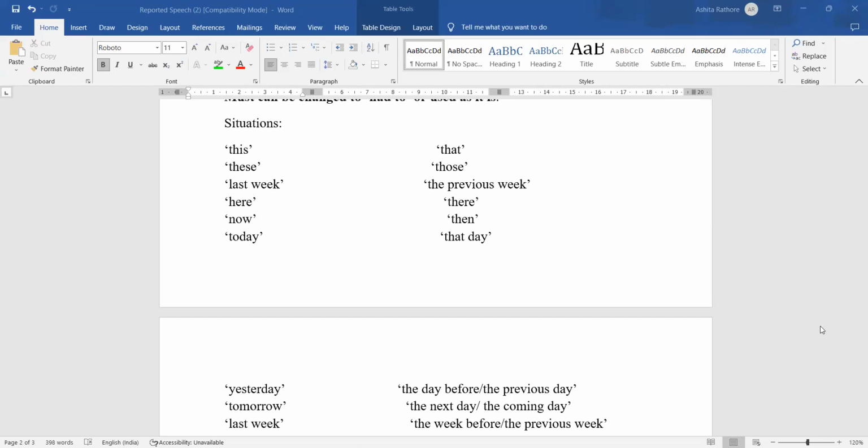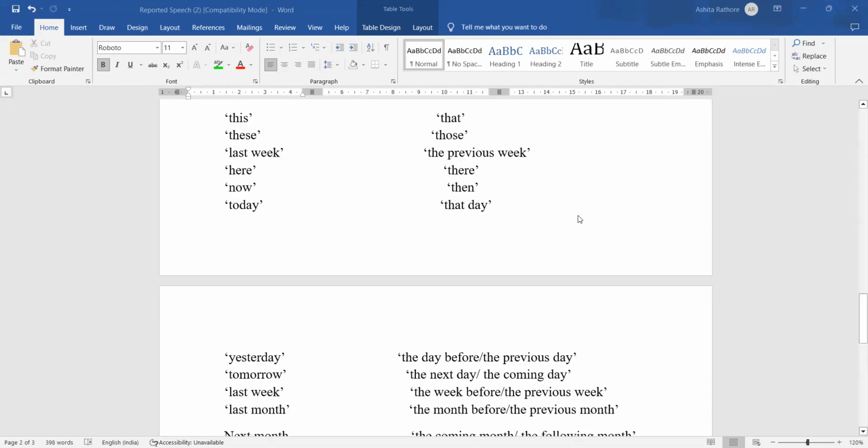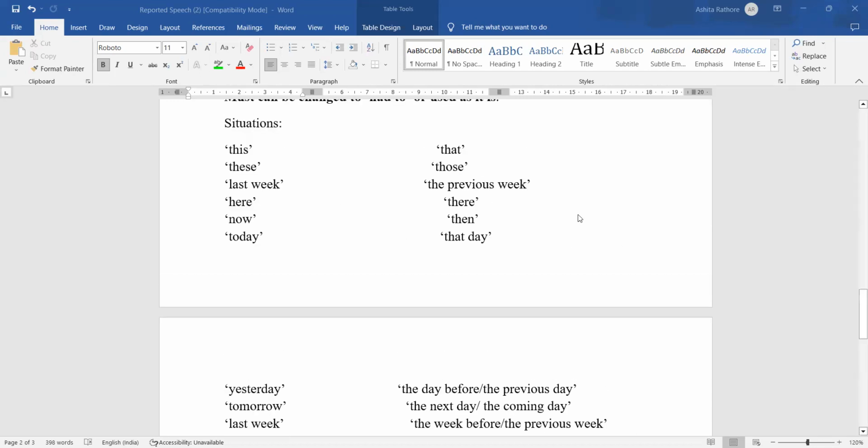Okay, there are three Vaishnavis. Vaishnavi Karanwal. Good evening. Now, very quickly, dear, will you please read out the list of situations and the change that is going to take place the moment they are changed to reported speech?